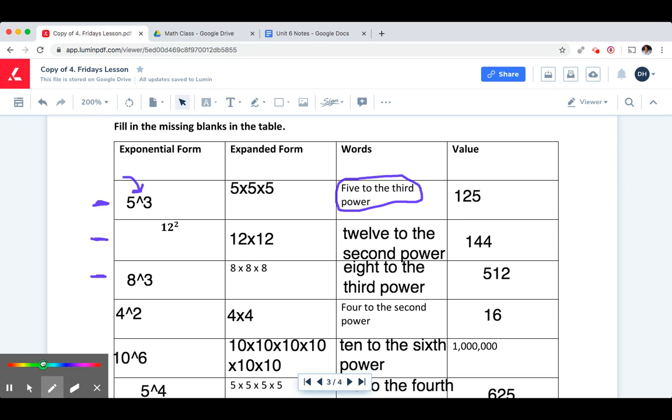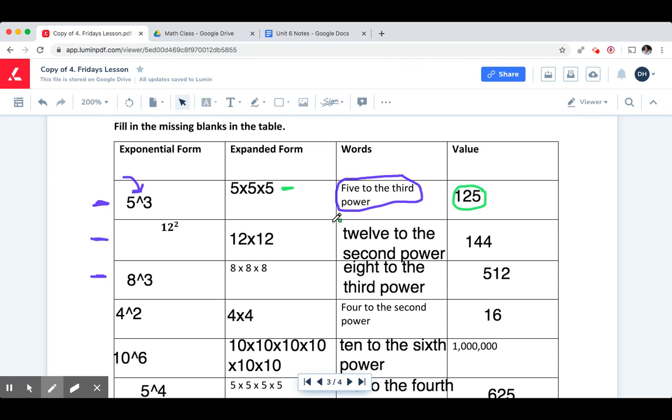Since our base is 5, 5 is being multiplied by itself 3 times. So our expanded form would be 5 times 5 times 5. To figure out the value, we need to solve one step at a time. 5 times 5 is 25. 25 times the last 5 is 125.